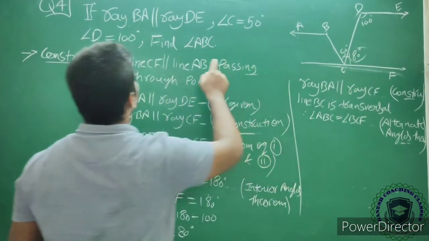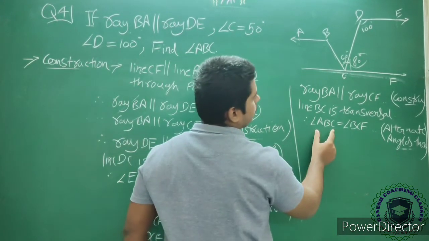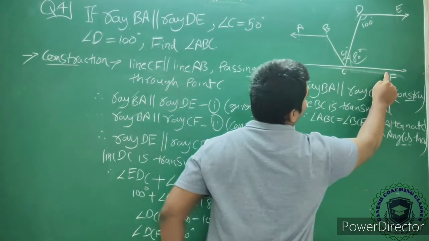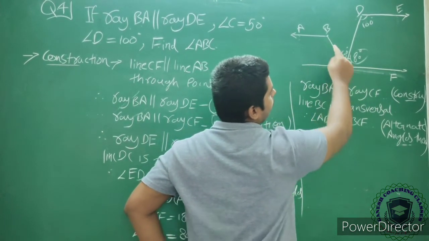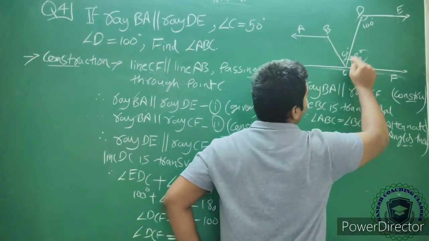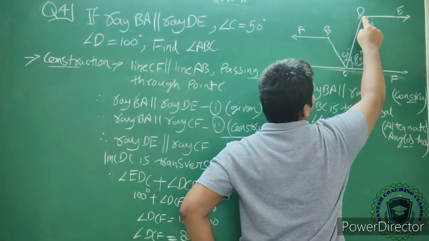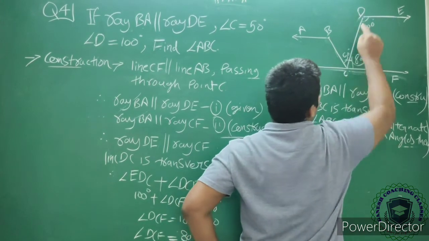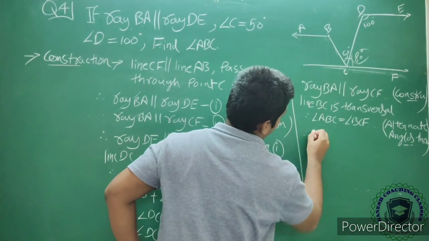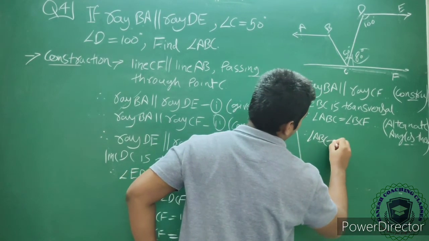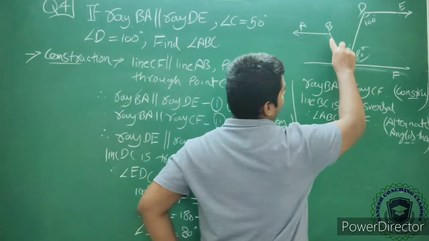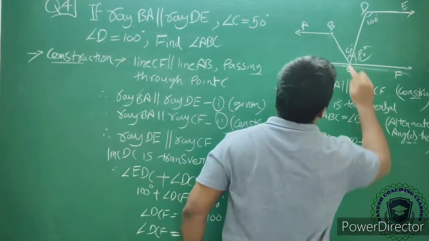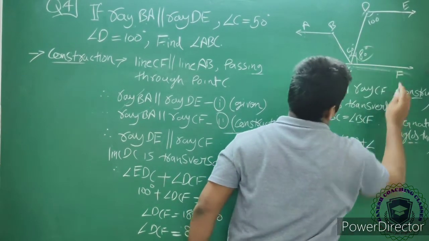Since we are asked to find the value of ABC, we will keep it as it is. Now we have to solve BCF. When we look into the figure, BCF is divided into two parts. The first one is BCD and the second one is DCF. So we can write that BCF is equal to BCD plus DCF. So angle ABC is equal to angle BCD plus angle DCF.